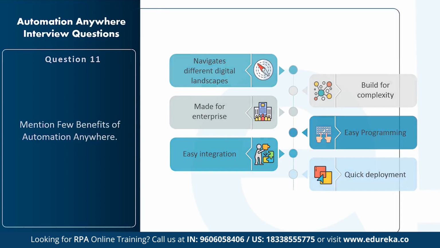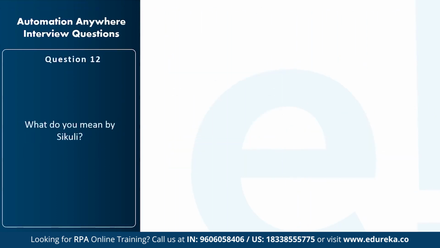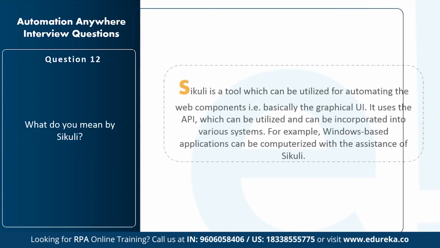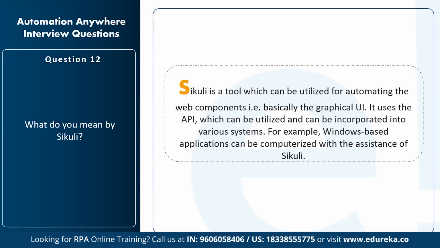Now moving on to the next question, that is, what do you mean by 𝐶𝐶? So 𝐶𝐶 is a tool which can be utilized for automating the web components, that is basically the graphical UI. It uses the API which can be utilized and can be incorporated into various systems. So for example, Windows-based applications can be computerized with the assistance of 𝐶𝐶. So that's what 𝐶𝐶 is, guys. It's just a tool which can be utilized for automating the web components.